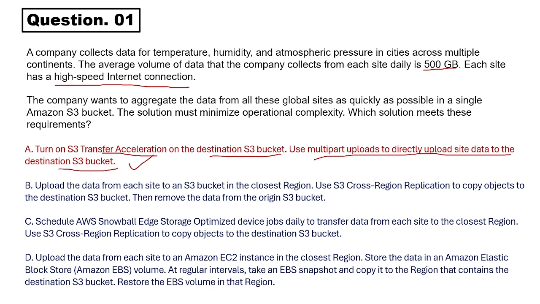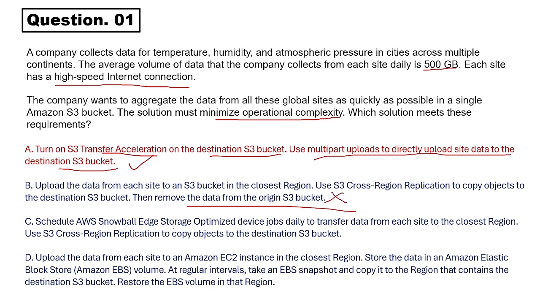And if you talk about this option B, load the data from each site to an S3 bucket in the closest region, then use cross region replication to copy objects to destination S3 bucket, then remove data. This is also possible. It is not like that it could not meet the requirement, but it is increasing effort that you will have to put. But the requirement is to minimize operational complexity. Firstly, you are copying it to one S3 bucket, then you are copying it to another S3 bucket, then you are removing it from the very first S3 bucket. So this is not the correct option here.